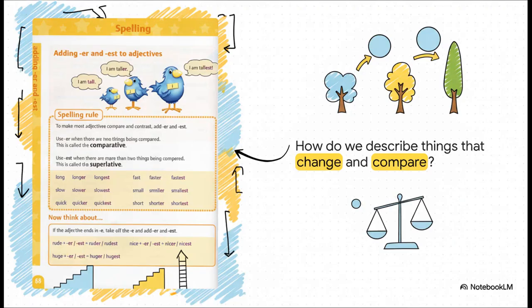These three birds here, they're the perfect visual. One is tall, the next one is taller, and the last one, well, he's the tallest. The rules that let us do this are, believe it or not, surprisingly simple. It all just starts with a few basic building blocks.